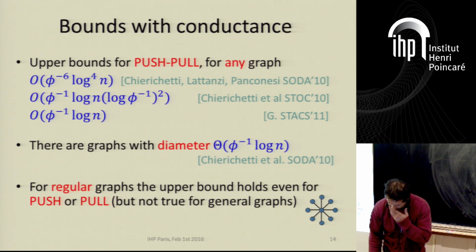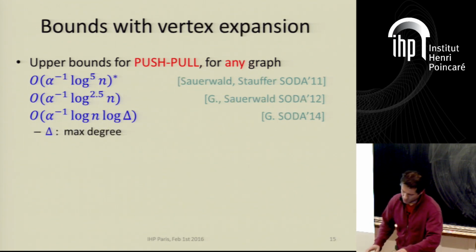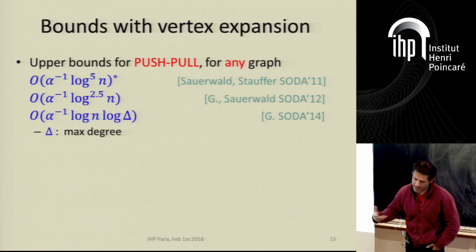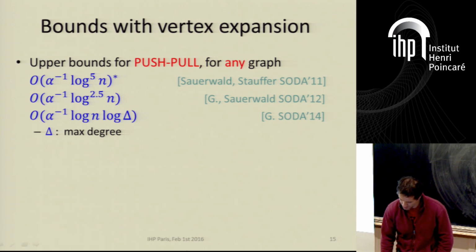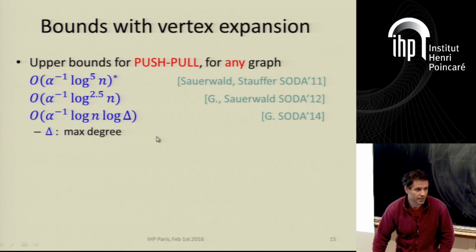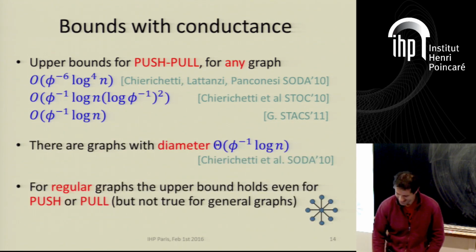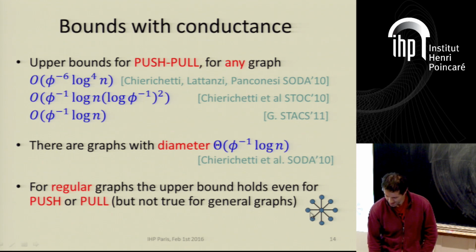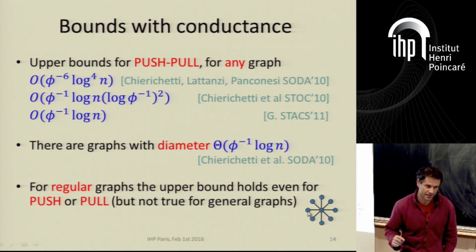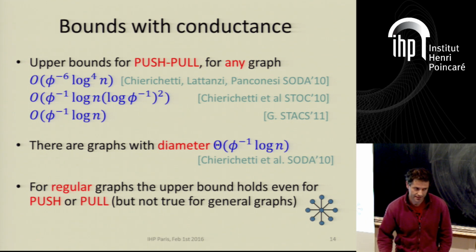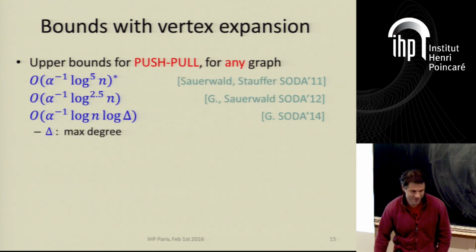So here are the bounds in terms of conductance. We also have similar bounds in terms of vertex expansion. I didn't say it for pull, right? Sorry, your last example was only for push. Yes, for pull, if we start from the center, then 1 round suffices. If the rumor starts from a leaf, it will take in expectation n rounds before the center pulls the rumor from the leaf. I was trying to save time.